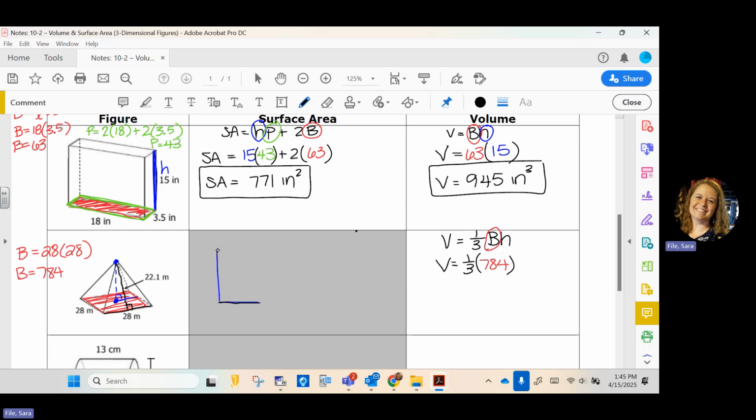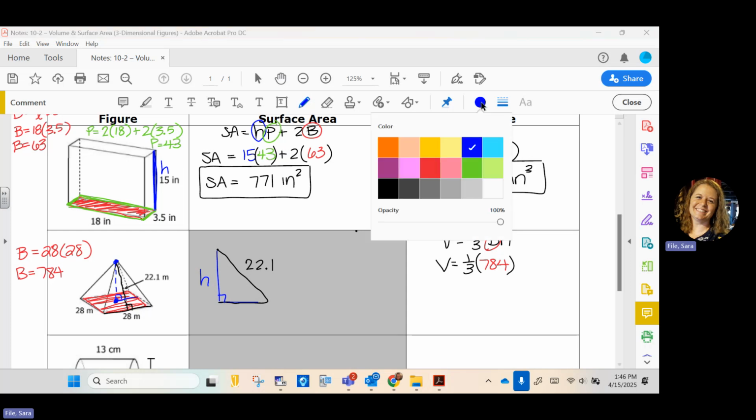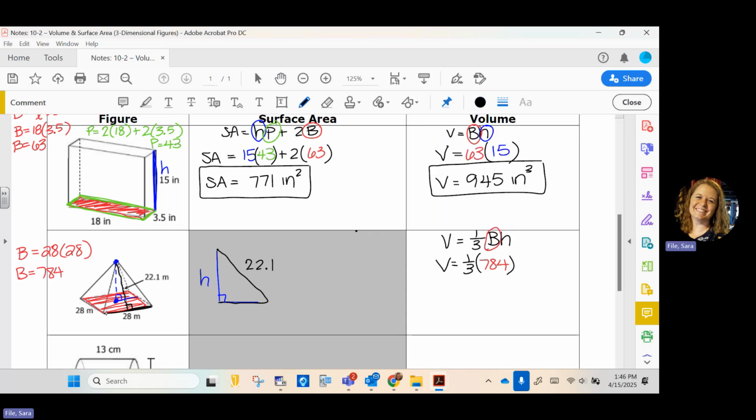And then this is the slant height that's drawn down the front. So this is the slant height that's 22.1. I want to know the actual height that makes the 90-degree angle with the base. Well, if the base is 28 across, what is halfway across from the middle of the cube? What's half of 28? 14. So this is this triangle inside here that I've just drawn out to the side.